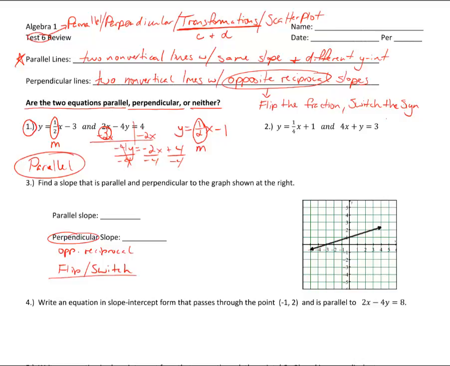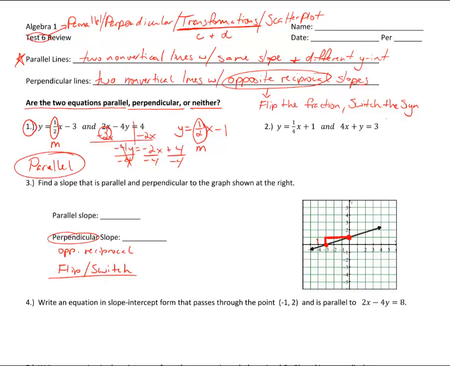So let's find the parallel slope. Parallel means same slope, so we have to find the slope of this line. Slope is rise over run. So we find 2 points. Here's a point, and here's a point. So what did it rise?